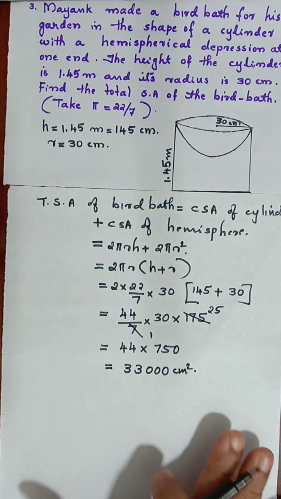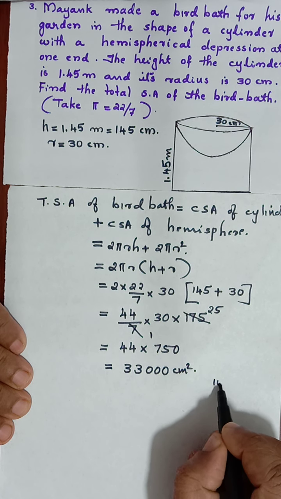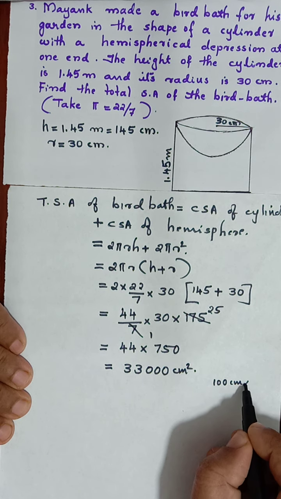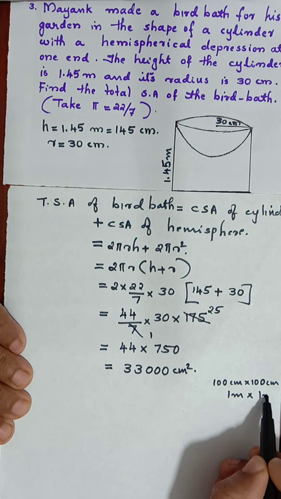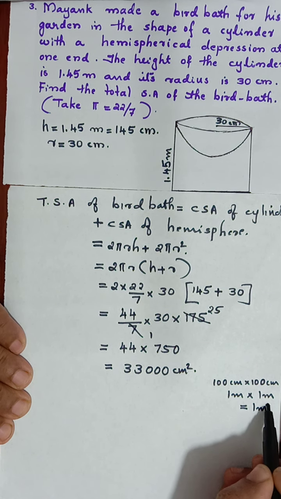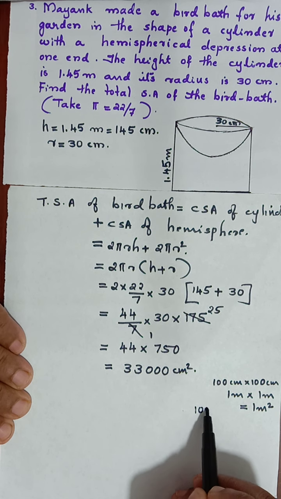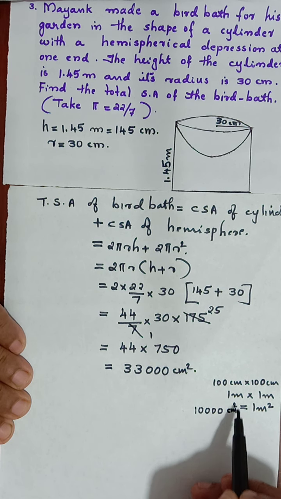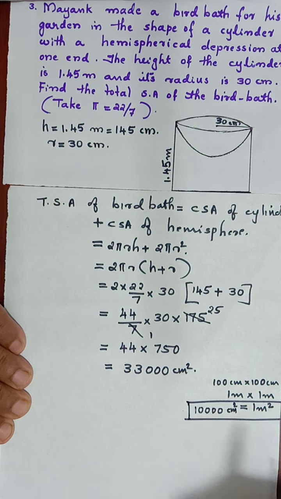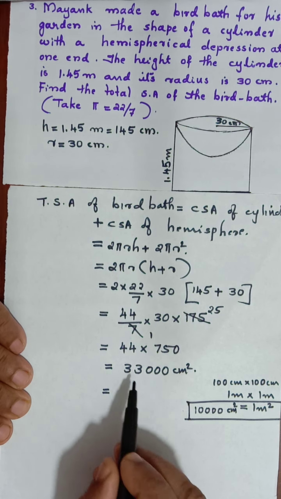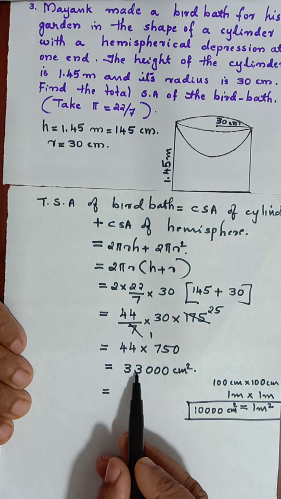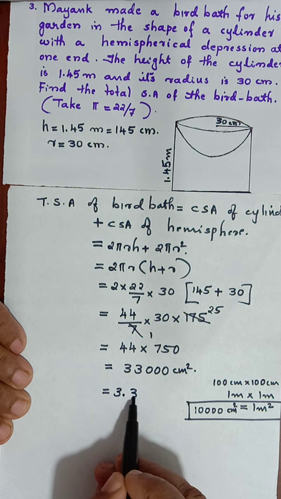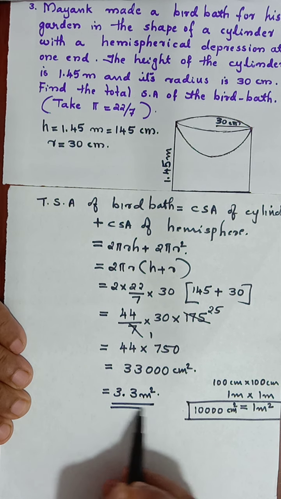How do we do that? Those who don't know the conversion, 100 cm into 100 cm. 100 cm equal to 1 meter into 1 meter. Isn't it equal to 1 meter square? 100 into 100 is 10,000 cm square. So this is the conversion. 10,000 cm square is equal to 1 meter square. So how do we convert this? This should be divided by 10,000 to get in meter square. When we divide it by 10,000, 4 decimal to the left, so becomes 3.3 meter square.